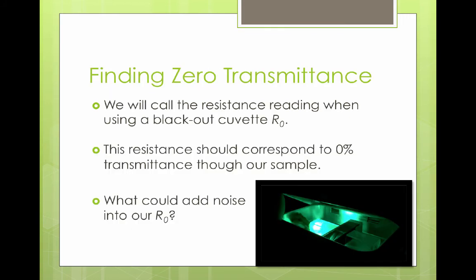Let's talk about how we're going to do this. So in order to find zero transmittance, we will use a blackout cuvette, meaning it has something black in it that won't let any light go through. We'll call this measurement R0. And this should correspond to 0% transmittance through our sample. This measurement could be noisy, and it may differ from the measurements that your neighbors get with their spectrophotometer. So if you think about what might add noise into our measurement of our R0, we could have some reflected light that's bouncing around the container into our sensor. Our blackout cuvette may not be quite as black as we think. So those are some things that could add noise that we need to think about as we're designing our spectrophotometer.